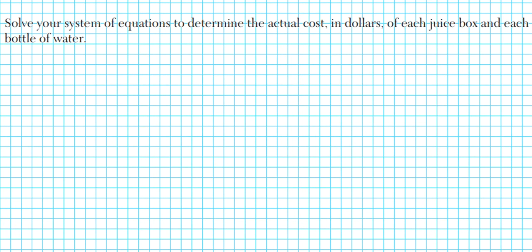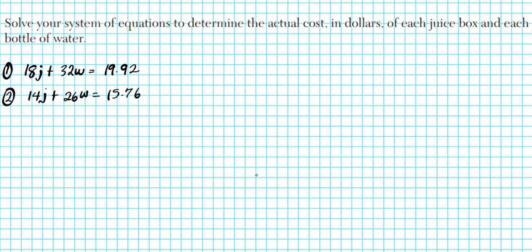Okay, the last question, we're to solve the system of equations to determine the actual cost in dollars of each juice box and each bottle of water. So let's go ahead and do that. Equation 1, the first equation we came up with, is 18J plus 32W equals 19.92. And equation 2, 14J plus 26W equals 15.76.